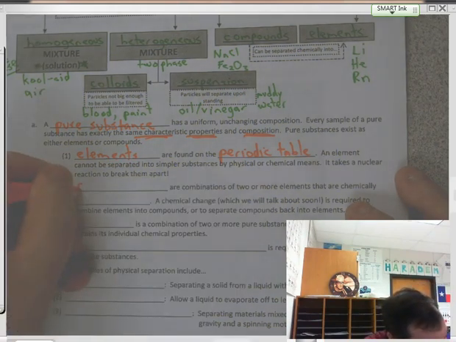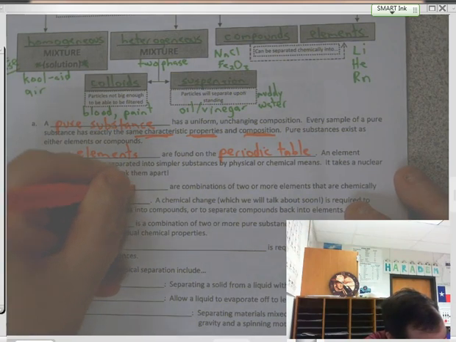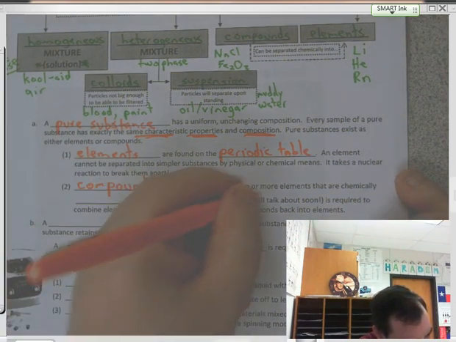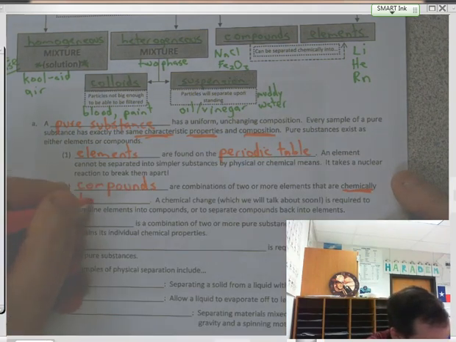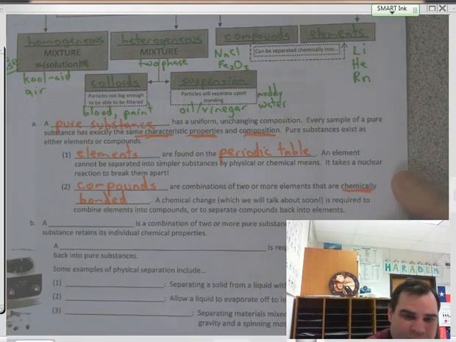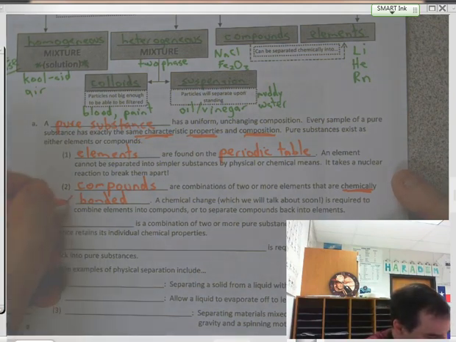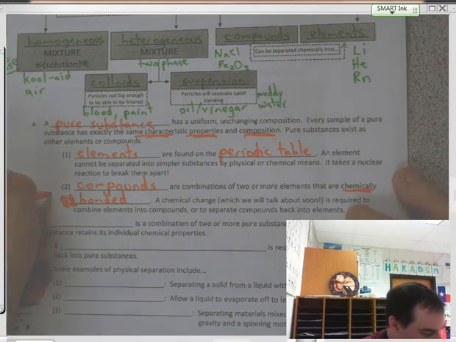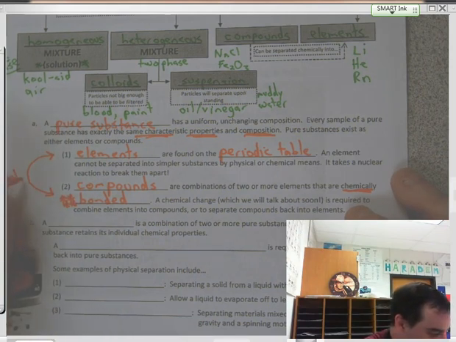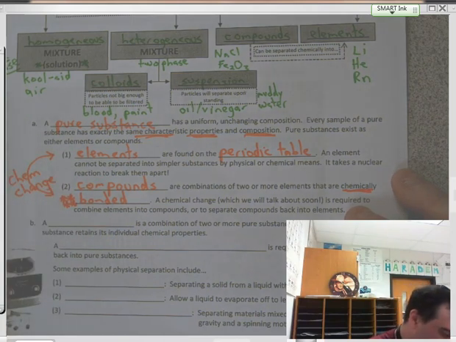Then we have compounds. These are combinations of two or more elements that are chemically bonded. That's the key word here. They have to be bonded together to be a compound. To go from elements to compounds, or compounds to elements, you are going to do a chemical change. You're either going to form bonds to make compounds, or break bonds to make elements. Sometimes you do both, and sometimes you rearrange them. A bunch of other stuff can happen there, according to Dalton.